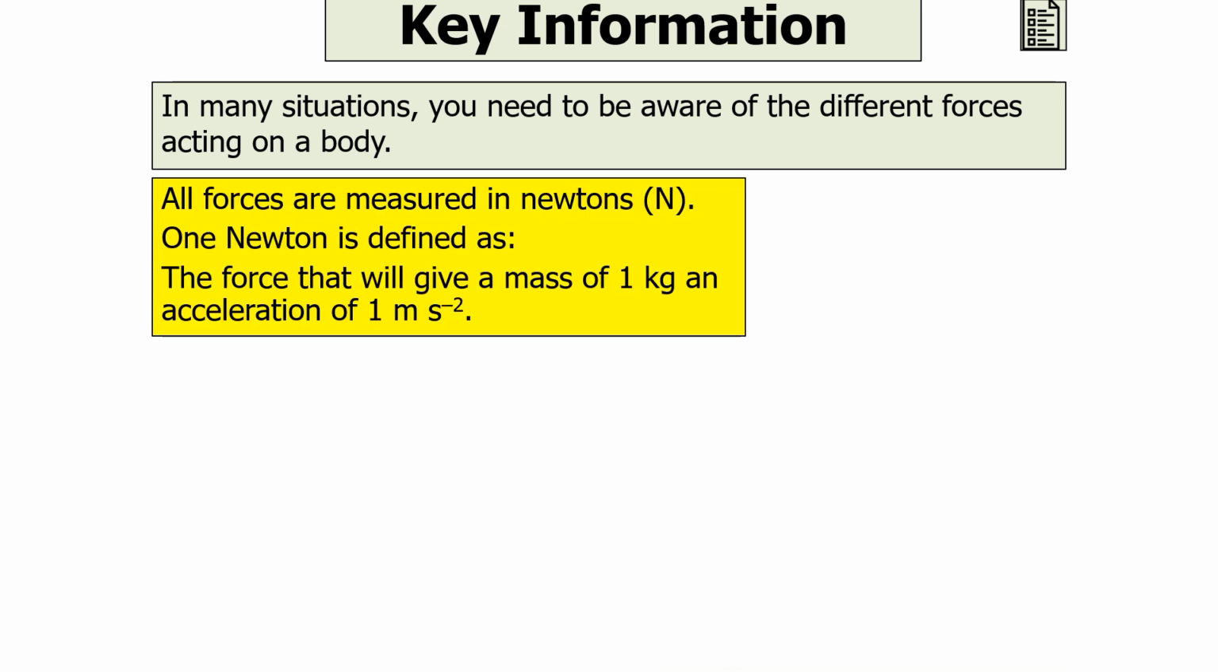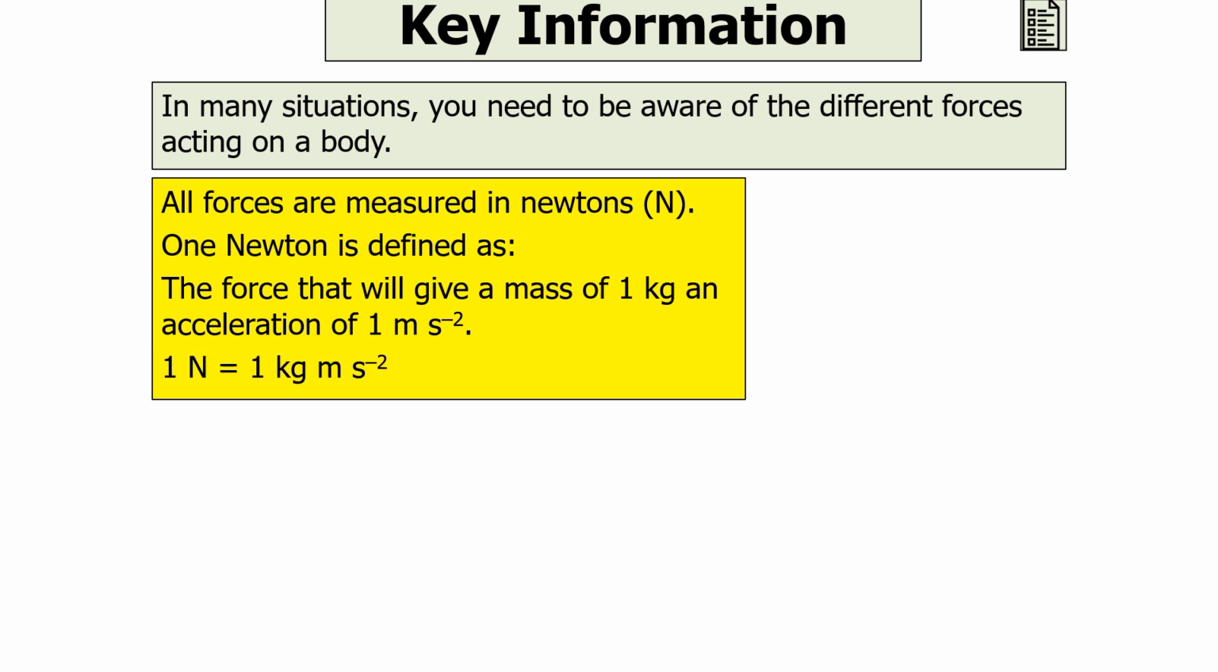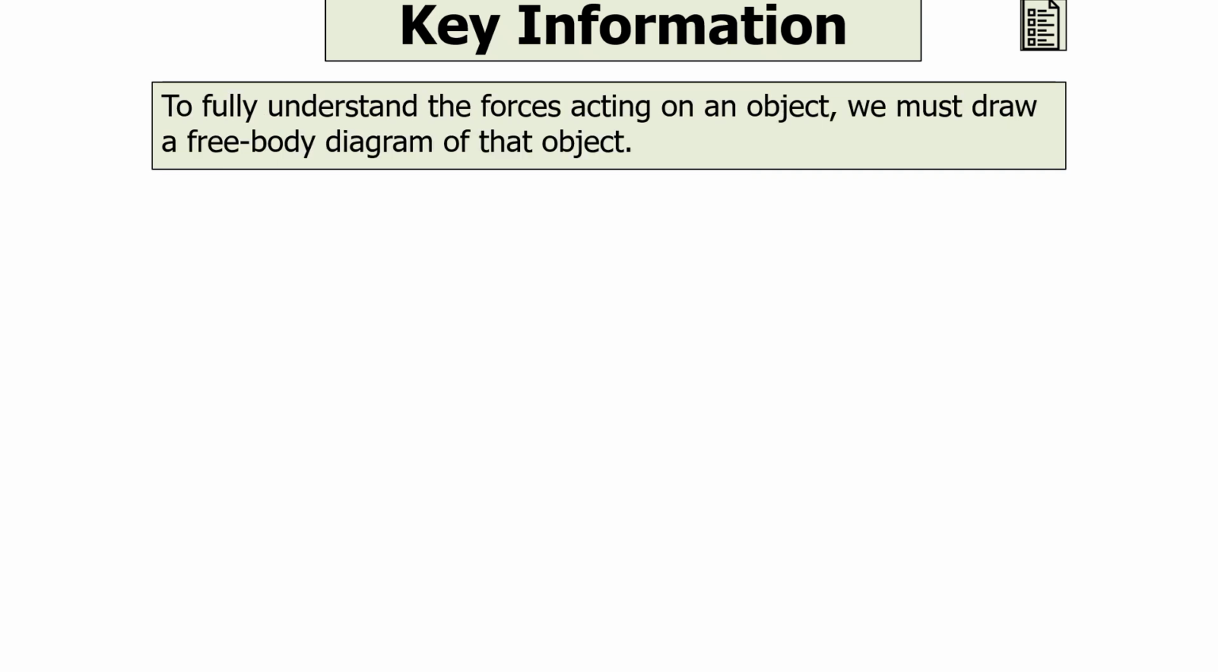Now 1 newton is defined as the force that will give a mass of 1 kilogram an acceleration of 1 meter per second squared. So 1 newton equals 1 kilogram meter per second squared. Now to fully understand the forces acting on an object, we must draw a free body diagram of that object.